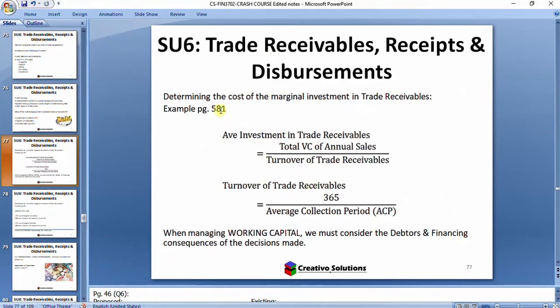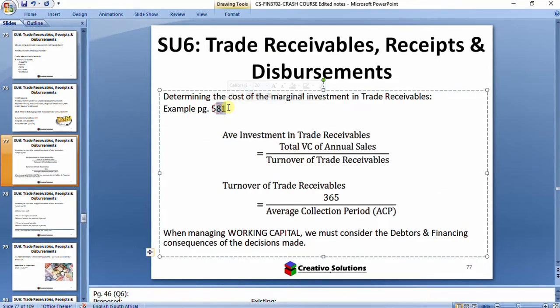Again, I've given you a page reference. Let me just update the number. Okay, this is looking at the debtors. The 5 C's is on page 596. The example is on page 597. This is from 597: determining the cost of marginal investment in trade receivables. This textbook example is talking about Dubé Tools, and they're obviously manufacturing and selling goods.